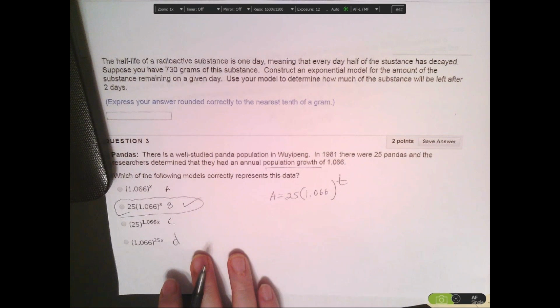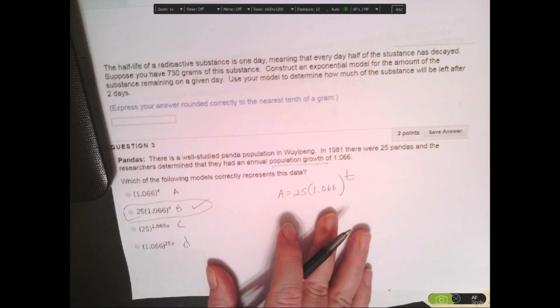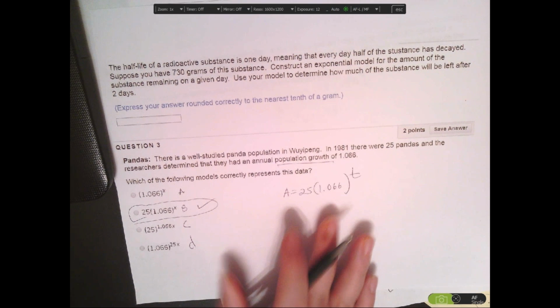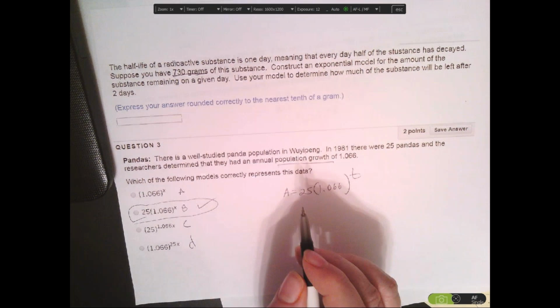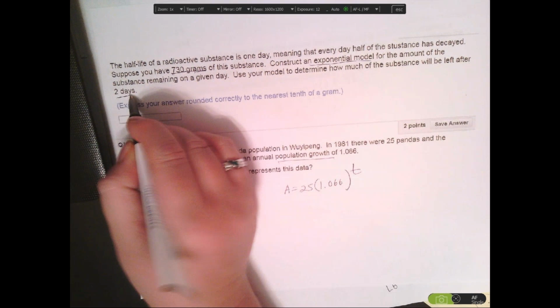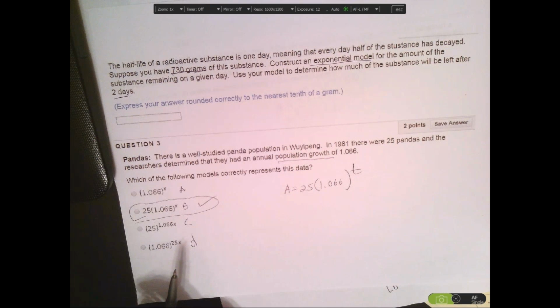The half-life of a substance is 1 day, meaning that every day half the substance is decayed. 73 grams, construct a model. How much will you have left after 2 days? Well, that's too easy. You could do that without a model, but what would the model be and what would the answer be?